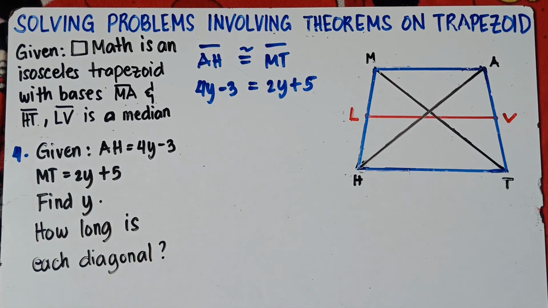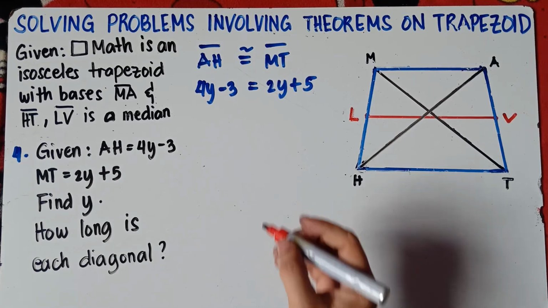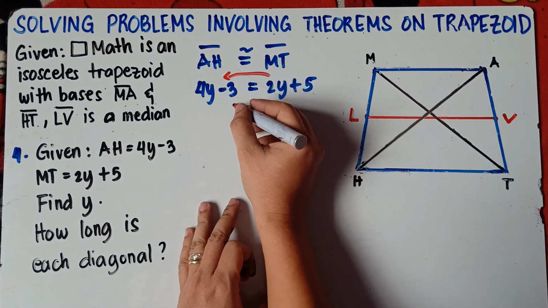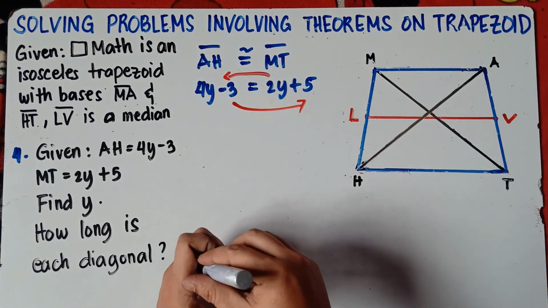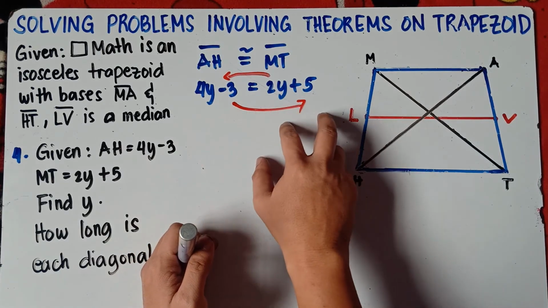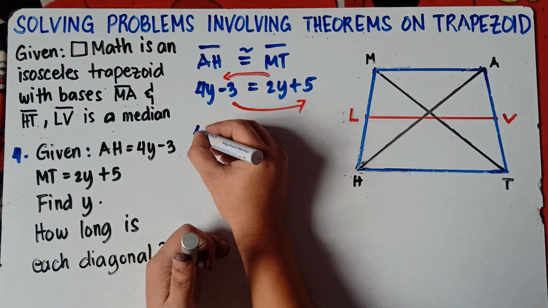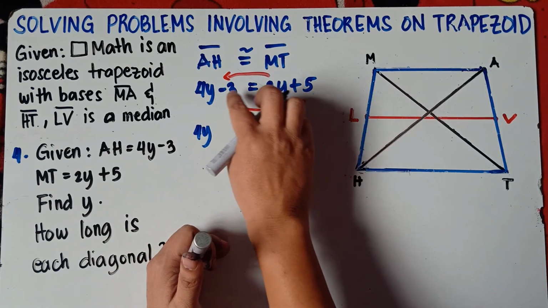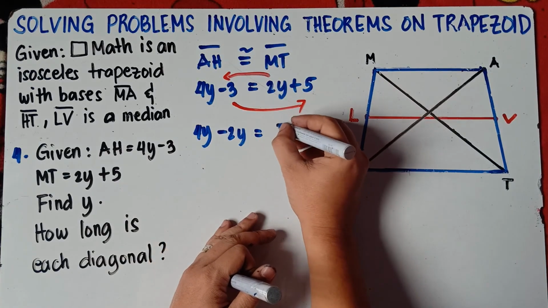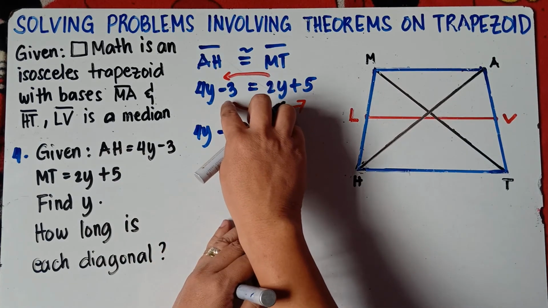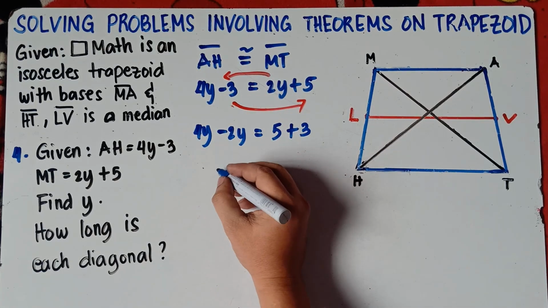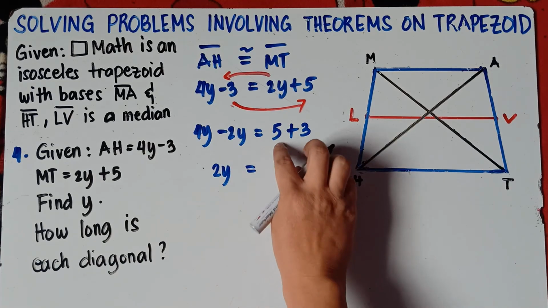To get the value of y, simply transpose 2y from right to left, and this 3 from left to right, so that all of the y terms are on the left side of the equal sign and all numbers are on the right side. So this will be 4y. Transposing 2y from right to left, this positive 2y becomes negative 2y. Equals 5, then transpose 3 from left to right, this negative 3 becomes positive 3. So 4y minus 2y, that's 2y, is equals to 5 plus 3, that is 8.